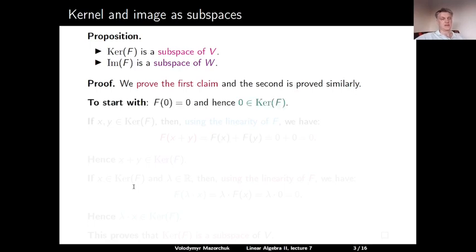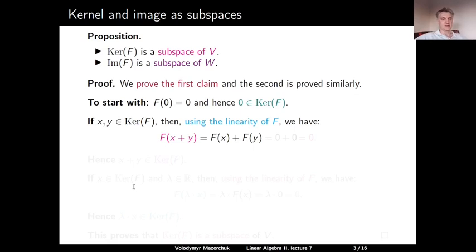To start with, let us note that the zero element of V belongs to the kernel of F. This is because every linear map sends the zero element of V to the zero element of W. Next step, if x and y are two elements in the kernel of F, then using the linearity of F, we can compute the image of x plus y under F. So F applied to x plus y is equal to F of x plus F of y. This is because of the linearity of F.